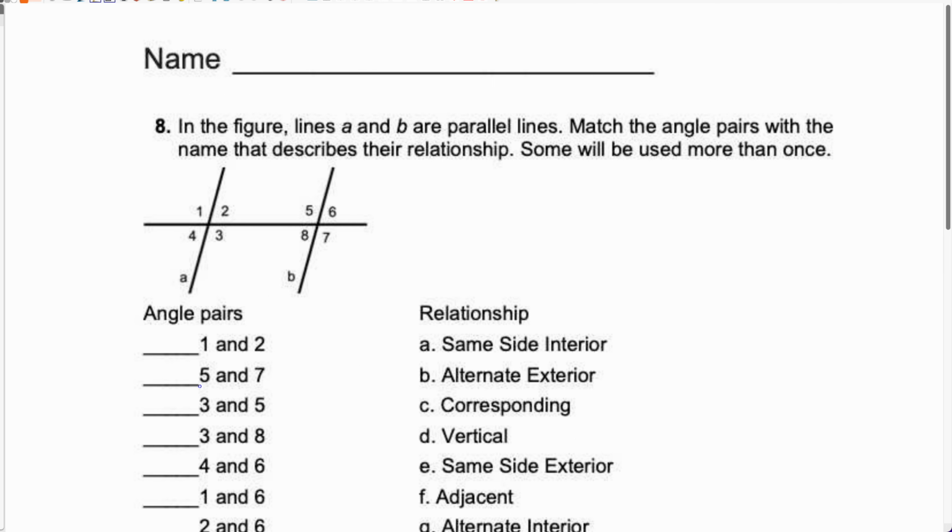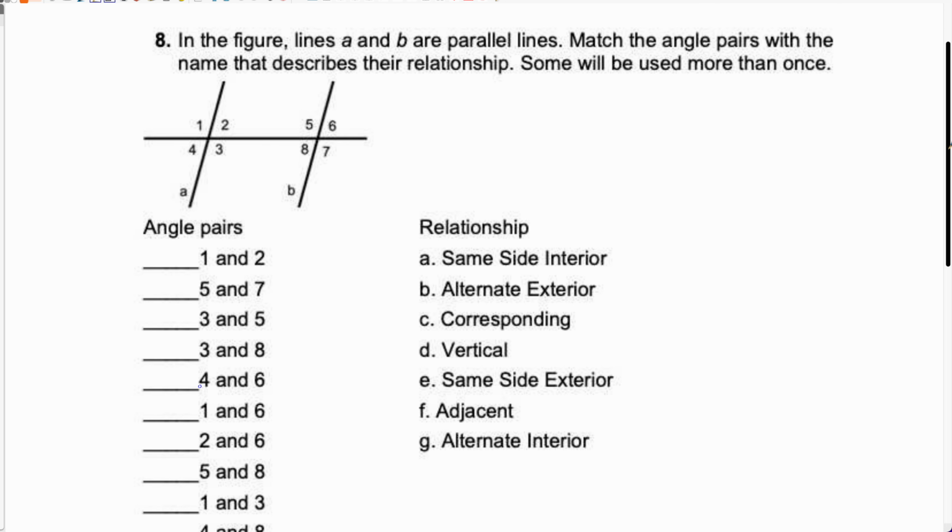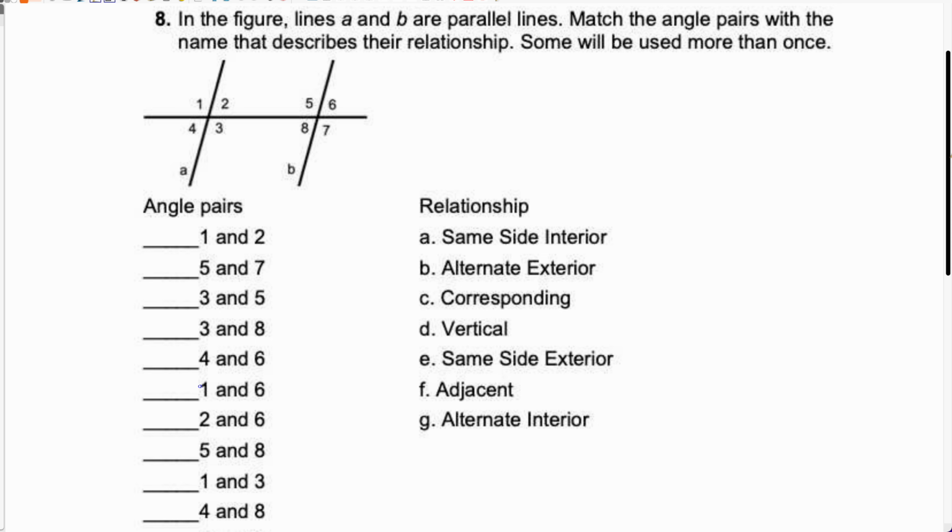We need to be familiar with the names and the relationships of the angles created by parallel lines with a transversal. This can be hard for me to get all of these on the screen. We might have to squeeze a little bit here. In the figure, lines A and B are parallel lines. Match the angle pairs with the name that describes the relationship. Some will be used more than once.